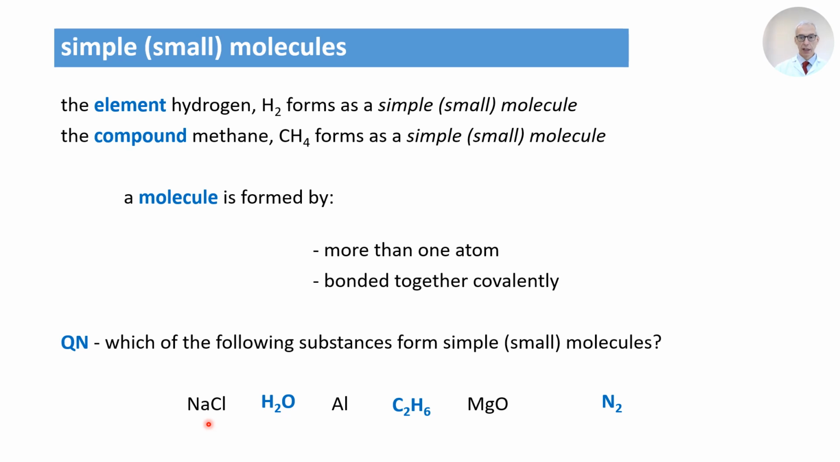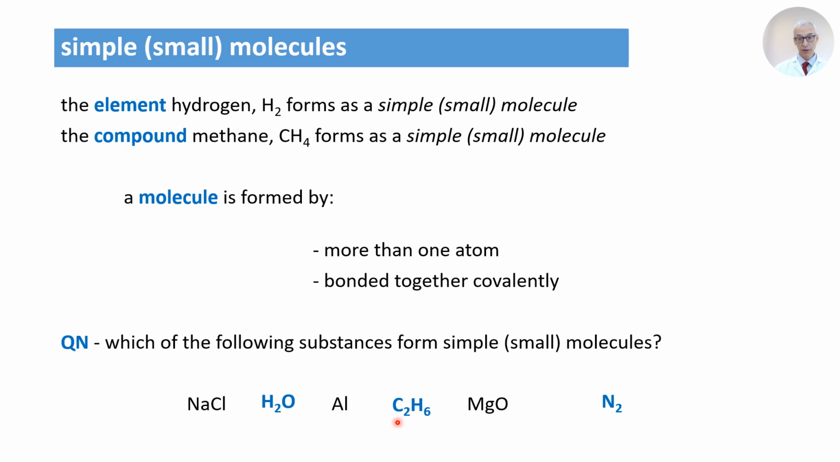Sodium chloride. Well, sodium is a metal, chlorine is a non-metal, so that would be ionic. It would form a giant ionic lattice. H2O, non-metal, so that would be covalently bonded and form a small or simple molecule. Al, well, that's a metal. It will form a giant metallic lattice.